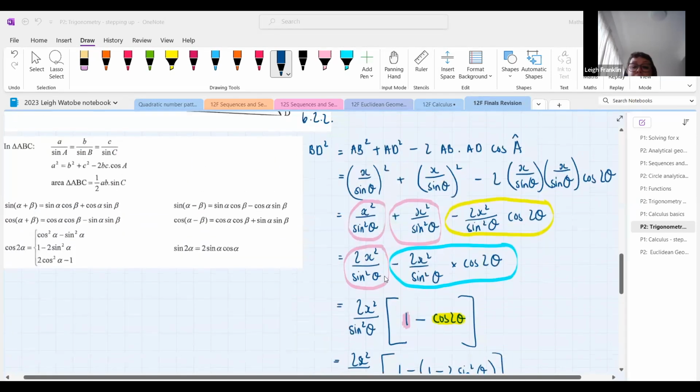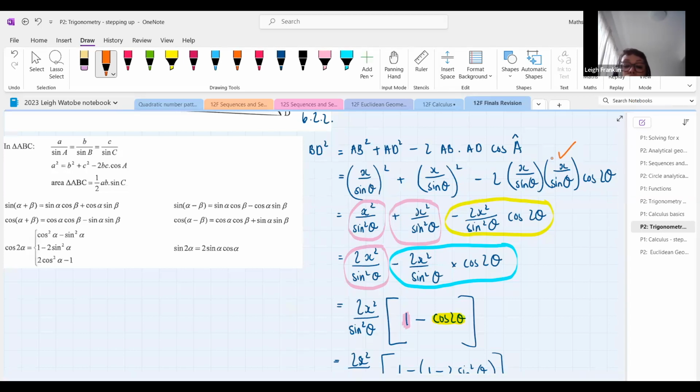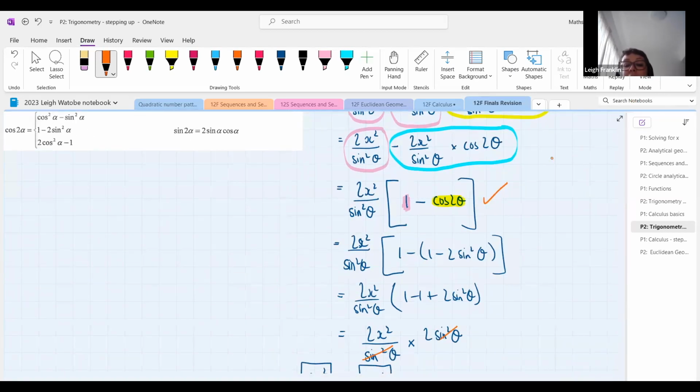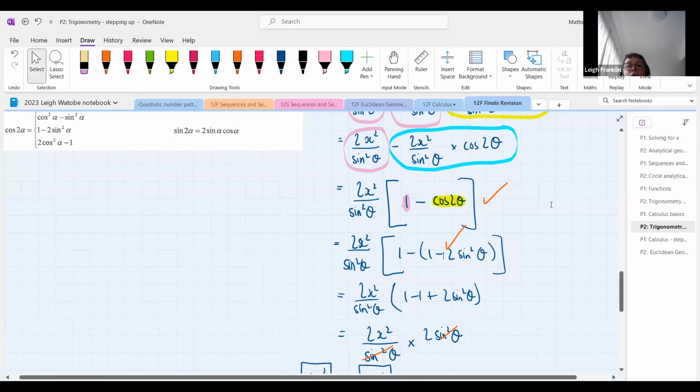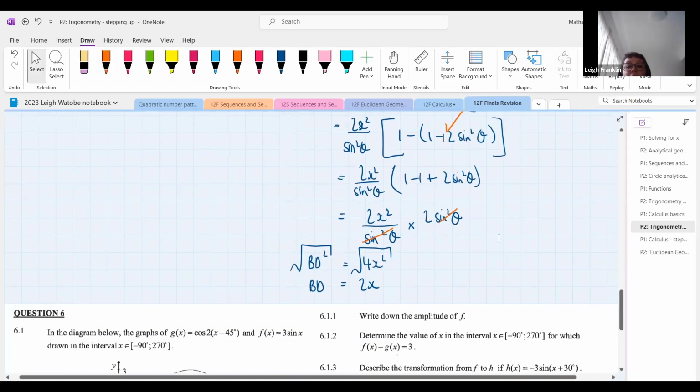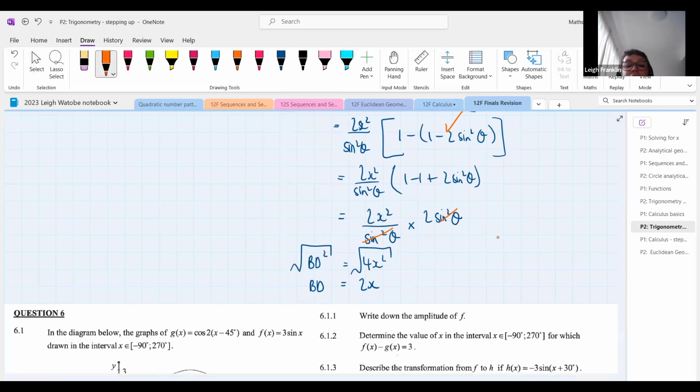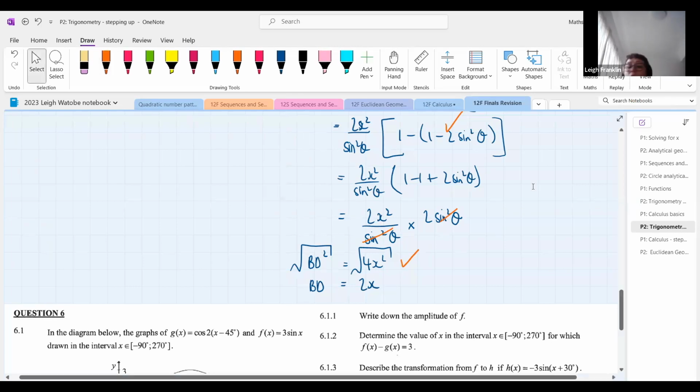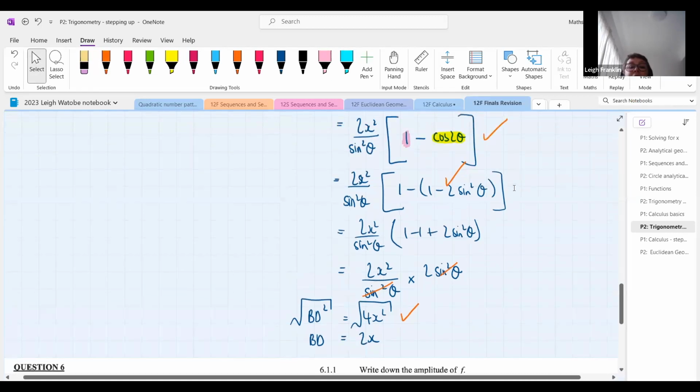So it's out of 4 marks. Seems like an awful lot of working for 4 marks, but there we go. A mark for subbing in. There must be a mark on our factors. There must be a mark on using our double angle formula. And then I think the last mark here would be for getting to BD squared equals 4x squared. There's obviously not going to be a mark on the answer because the answer was given to us.